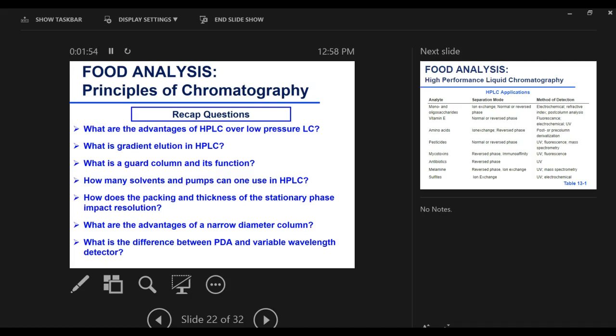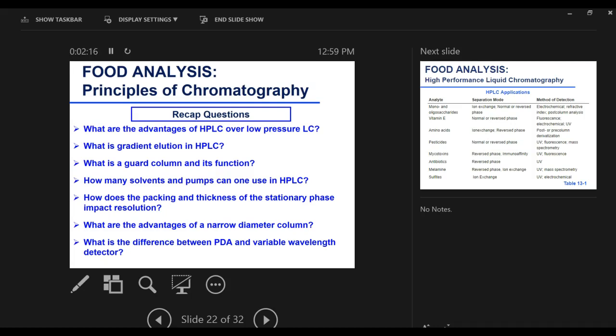Okay. What is gradient elution in HPLC? Amanda? Changing the concentration of the mobile phase over time. And that is basically trying to increase the strength of the mobile phase to compete with the stationary phase to help with reducing the analysis time.